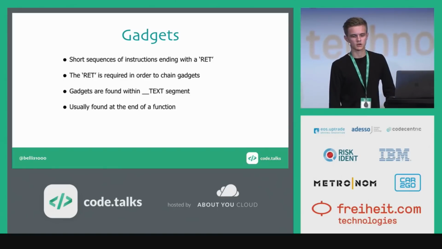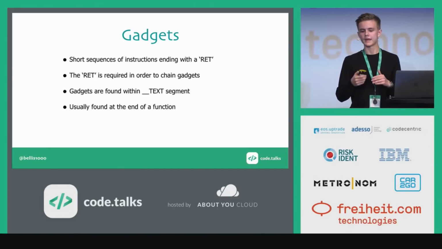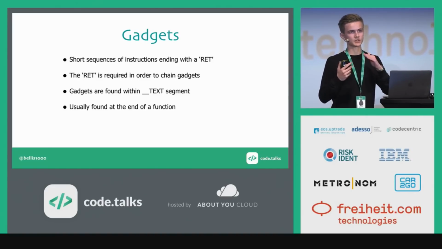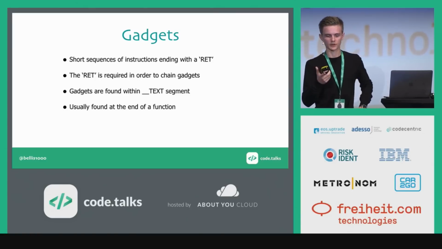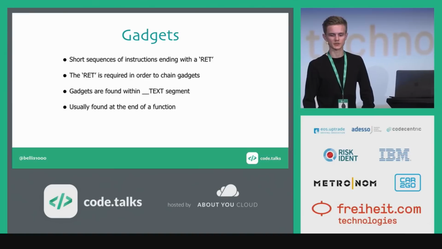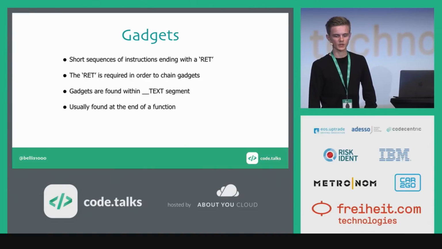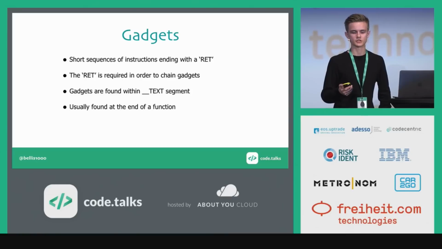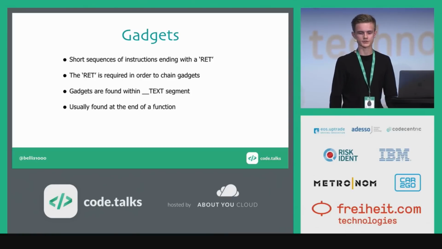So gadgets are short sequences of instructions that are found within the actual binary, and they end with a return instruction. This return instruction is basically what allows you to connect together loads of gadgets and create a full payload. They're found within the text segment, as I said, because they have to be executable. And since they end with the return instruction, they're normally found at the end of a function, because that's where you'd find return instructions.